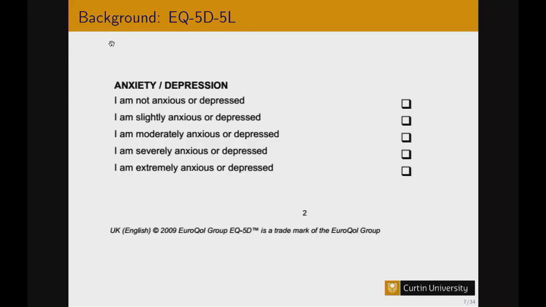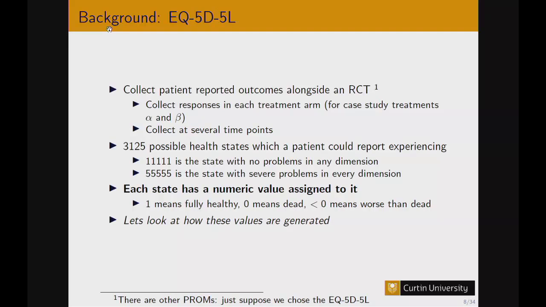There are other ways that health states are actually attempted to be valued that are more specific, but not all of them give a utility value at the end, so that it's not to be used in a health analysis or a health technology assessment. So if we're to use this assessment tool, we might run this alongside a randomized control trial. So we'd collect treatment responses maybe in each treatment arm, maybe before treatment, a few points during treatment, and after treatment.